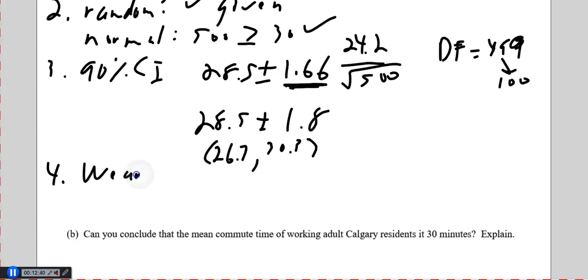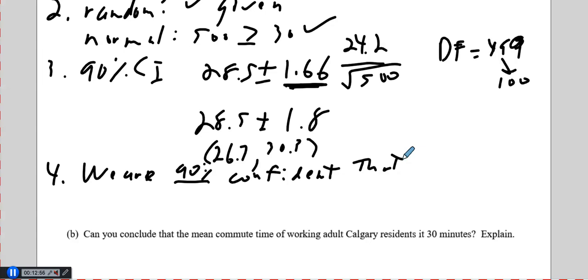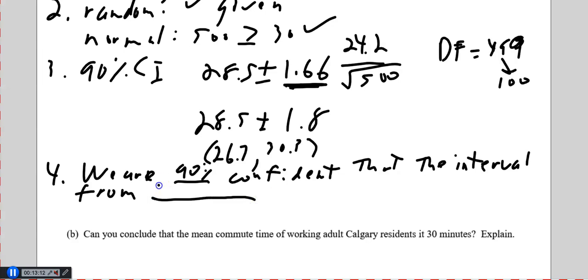We are, okay, 90%, we fill that in, 90% confident that the interval from, and now we fill in, I didn't mean to put parentheses, put an underline, because this is a fill in the blank, 26.7 to 30.3 captures, again, this is the same words every time right here, the true mean.